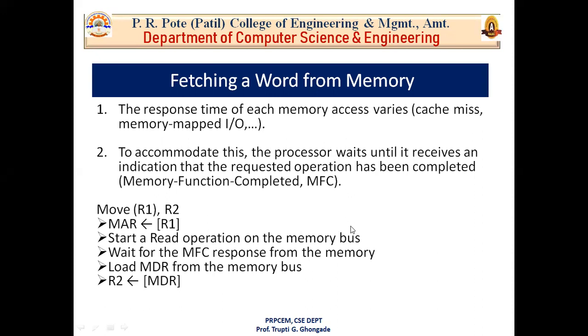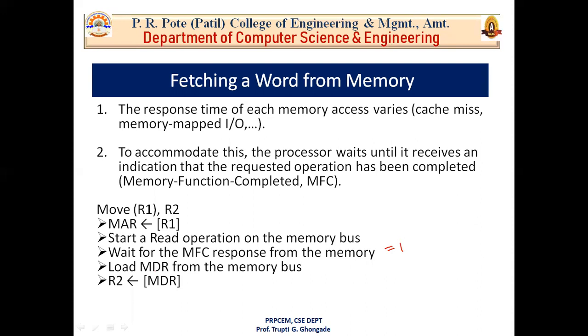Now once the read operation is completed, the processor will wait for the MFC response from the memory. Once the read operation is completed, memory will set that MFC signal to 1. And when this MFC signal is equal to 1, it means that now the processor can load the data from the data lines into the MDR. Okay.